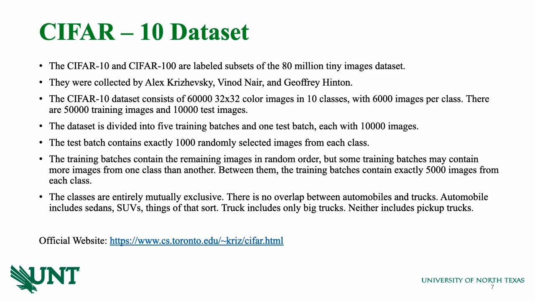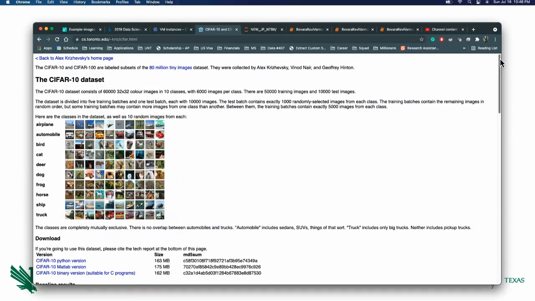That means not all training batches have the equal amount of images from each class. But between them, there are exactly 5,000 images of each class. And the classes in this database are: aeroplane, automobile, bird, cat, deer, dog, frog, horse, ship, and truck.